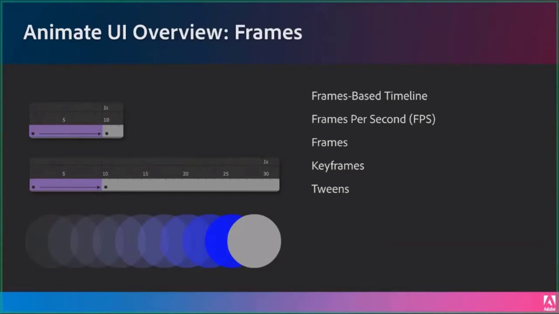Whereas the image in the middle, the one right below that, you can see the 1S marker is at the 30th frame. So I've got that set to 30 frames per second. So that's how time works inside of Animate.